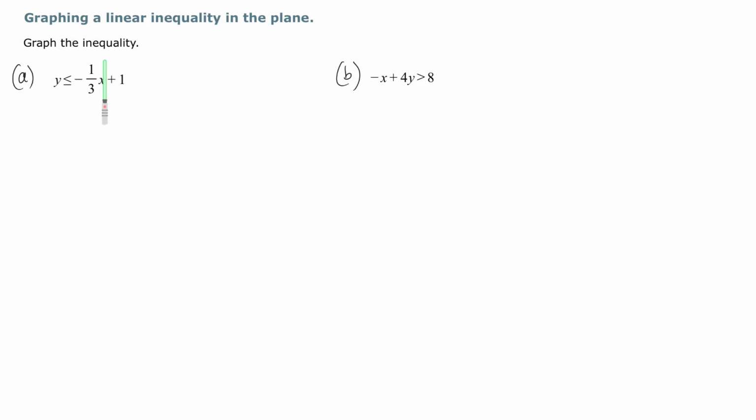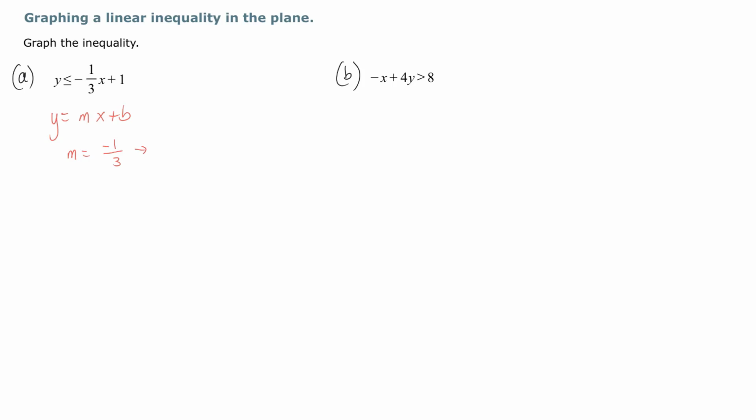Let's graph the linear inequality in the plane. This says y is less than or equal to negative 1/3 times x plus 1. The first thing we want to do is remember to graph the associated line with this inequality. It is in y equals mx plus b form, where m is the slope. So it says negative 1/3.